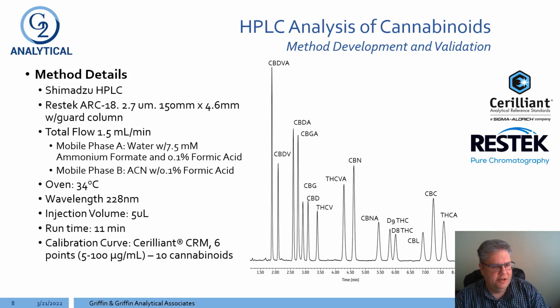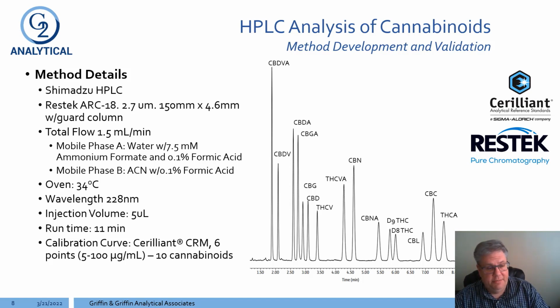A couple of things you'll notice that are different here is that we operated at a little bit different oven temperature, and we're also operating at a little bit different concentration of ammonium formate. We found we got a little bit better peak shapes when we did that. The wavelength is 228 nanometers. We did a 5 microliter injection.